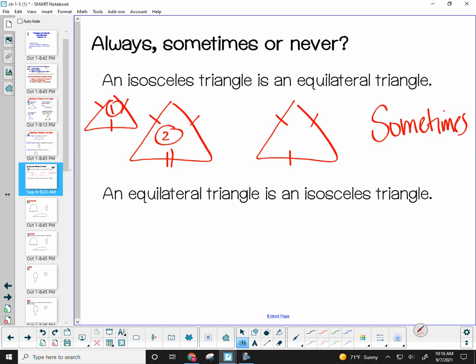Okay, how about the last one then? An equilateral triangle is an isosceles triangle. This is an always. Because here's my equilateral triangle. Think about your definition of an isosceles triangle. Does it have at least two congruent sides? Yeah, it'll always have that because we always have three. So this is an always.